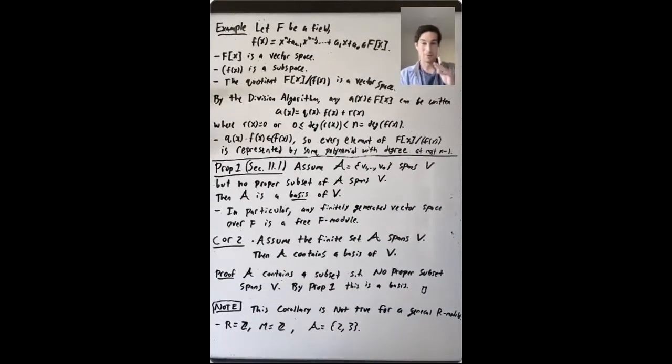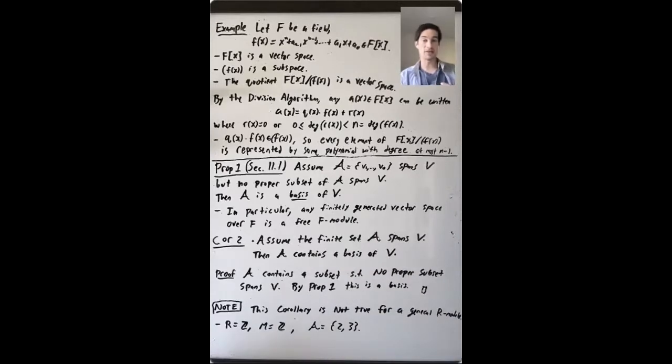All right, so I want to point out this corollary is not true for a general R module. We can use the same example that we talked about earlier. If R equals Z, M equals Z, Z is a Z module. The set A, consisting of 2 and 3, is a finite set that spans our R module Z, or Z module Z, and it just doesn't contain a basis. There's no basis consisting of a subset of 2 and 3.